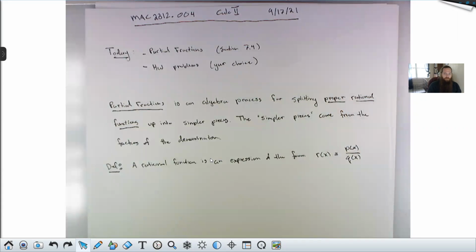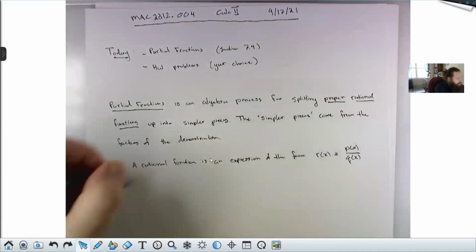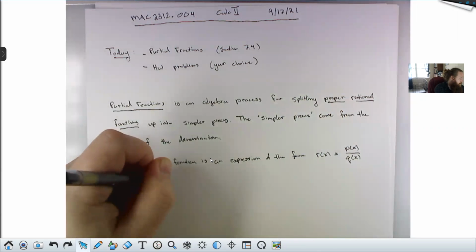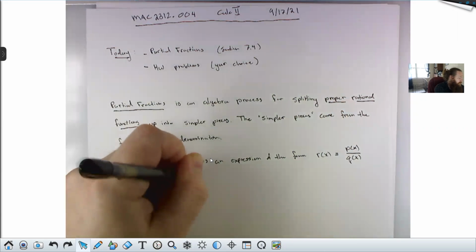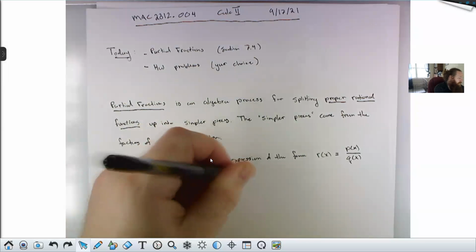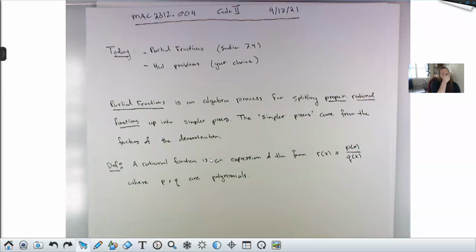But there are some special conditions on the objects p and q. They have to be polynomials. So no square roots or anything like that, right? No square roots of x. So a rational function is a ratio of two polynomials, right? I trust everybody remembers what a polynomial is. It's a linear combination of non-negative integer powers of x.